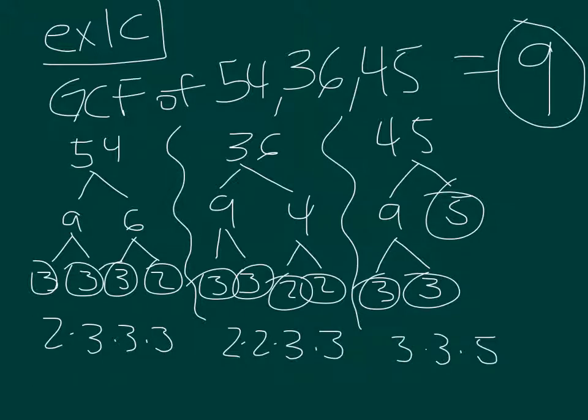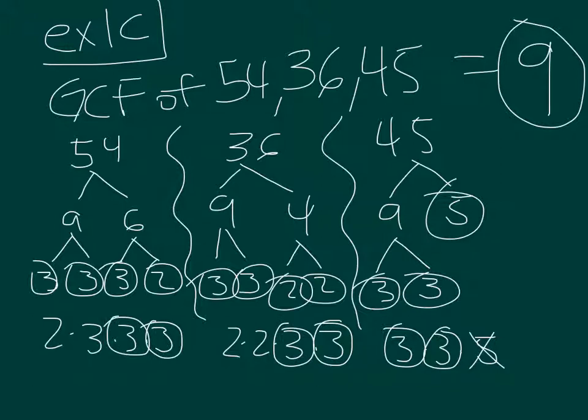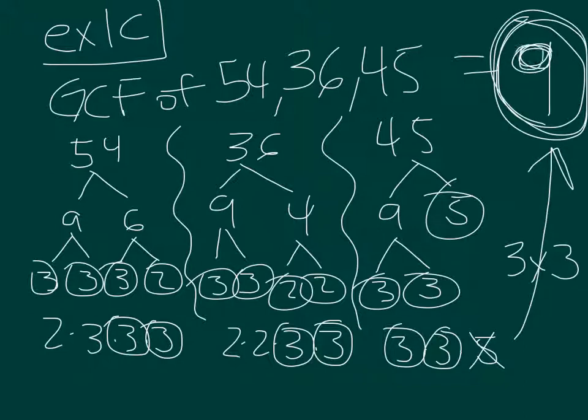So what do they all have in common? They all have a 3. They all have another 3. And this one has a 5, and neither of those have 5s. And so there's nothing else in common. So basically they all have 3 times 3, and as you can see, 3 times 3 is 9. So that's why GCF is 9, and my work now shows it also. Let's try example number 2.